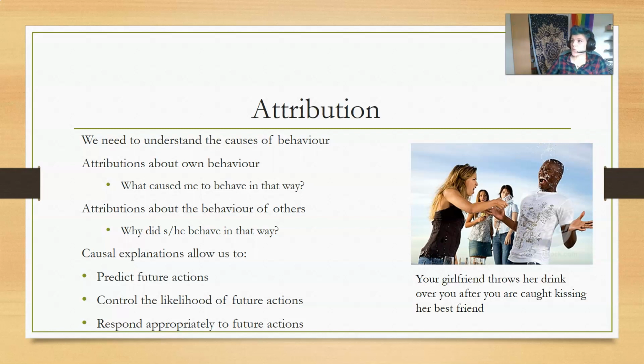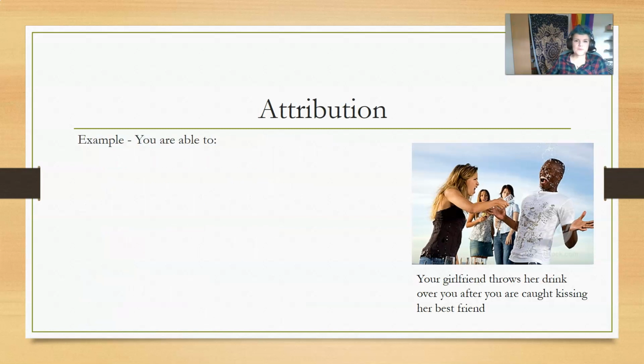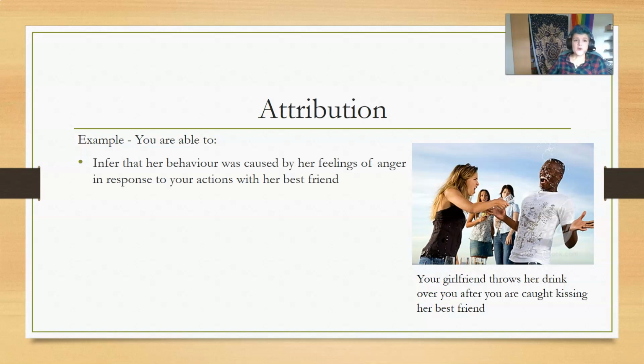So let's do a worked example. If your girlfriend throws her drink over you after you're caught kissing her best friend, attributions for her behaviour will help you to infer that her behaviour was caused by her feelings of anger in response to your actions with her best friend. You'll be able to predict that she'll behave in a similar manner if you kiss her friend again.